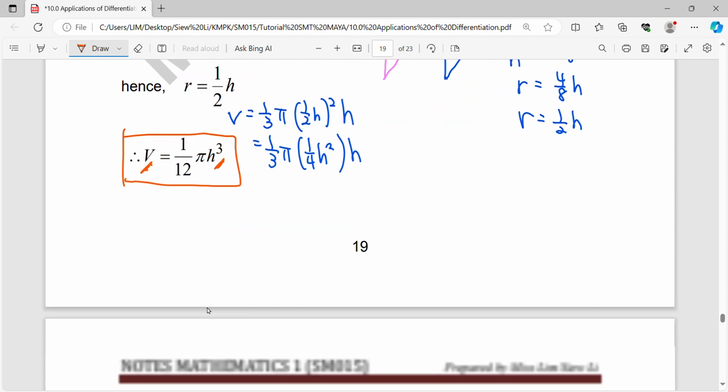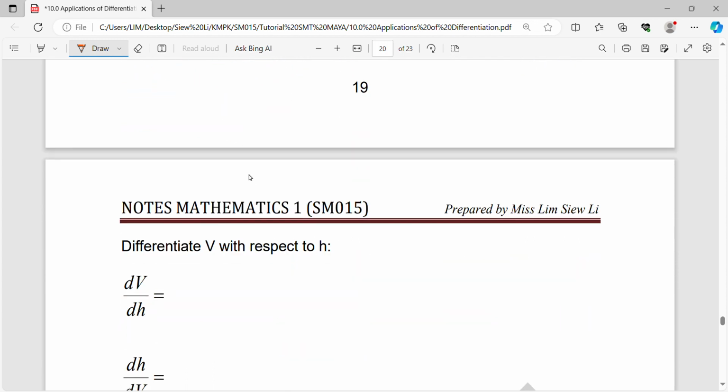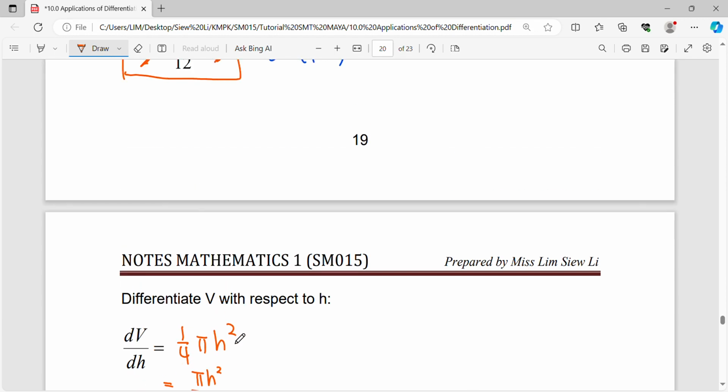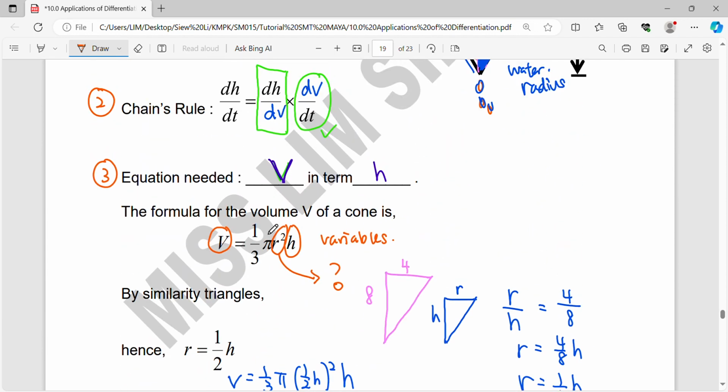So V in terms of h, then we can start to differentiate V with respect to h: power comes down in front, 1/4, power minus 1, h squared. If I write it properly, the numerator will be pi h squared, the denominator will be 4. What we need is dh/dV, so we inverse it. 4 becomes the numerator, then pi h squared becomes the denominator. So that finishes this part. We managed to find this chain rule component dh/dV.